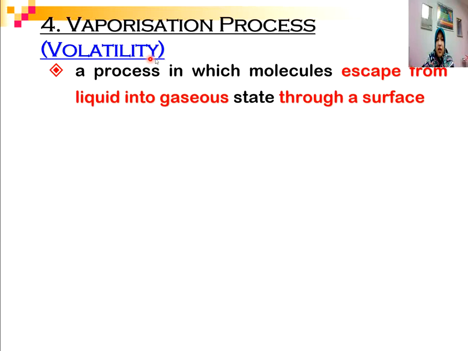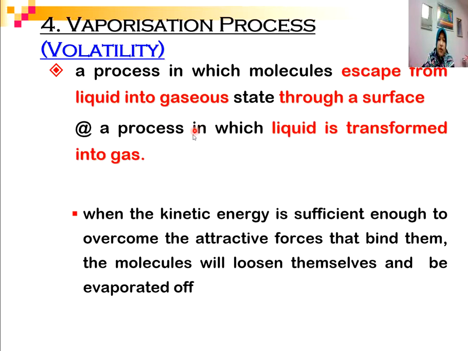The fourth property of the liquid is vaporization, or the volatility of the liquid. Vaporization is the process in which molecules escape from the liquid into gas through the surface of the liquid. The liquid is transformed into gas through the surface. This is the vaporization process.